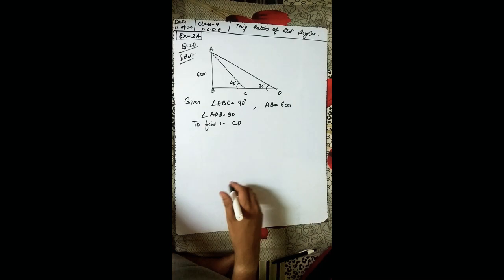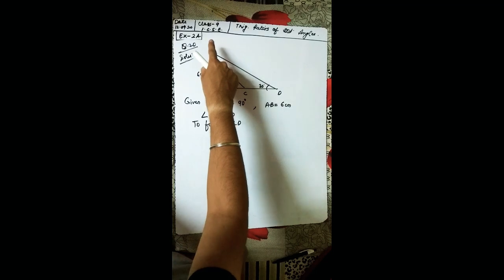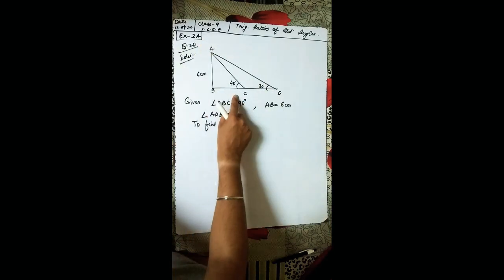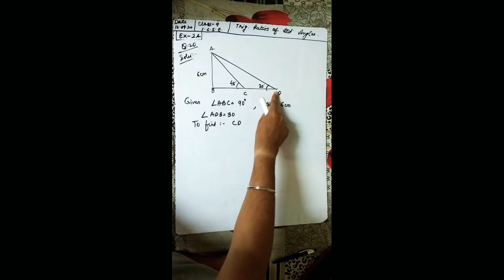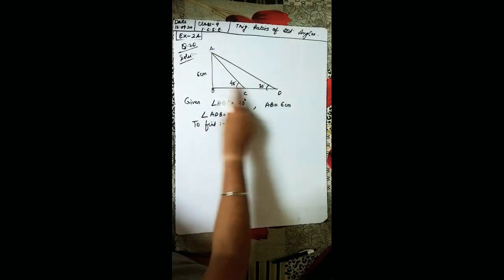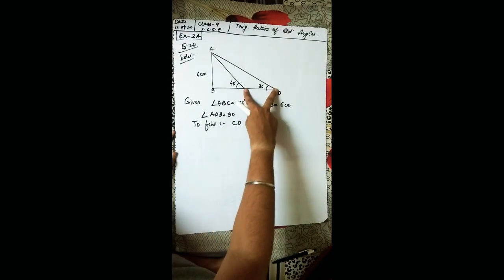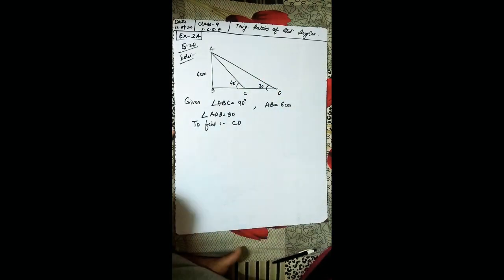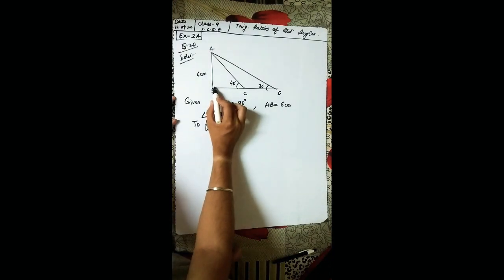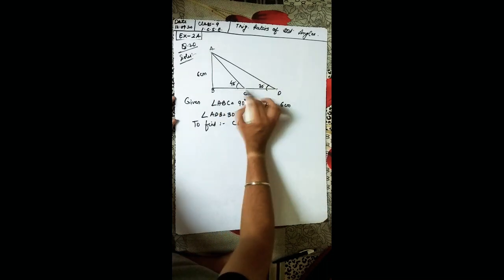Okay, so the 20th question: in the adjoining figure, ABC is a right angled triangle in which angle ABC is 90 degrees, AB is 6 centimeters, and D is a point on BC produced such that angle ADB is 30 degrees, and you have to find CD. Okay, so how to find CD? To find CD, you must have BD and BC, because if you subtract BC from BD, you will get CD. So BD minus BC, we will get CD.